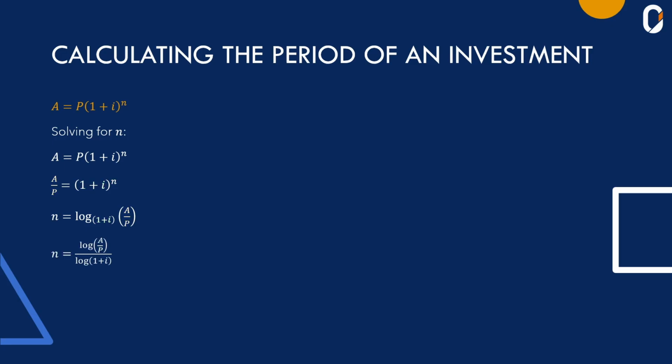Let's move on. Simplifying that formula a little bit, we'll have our base as the denominator. Log of (1 + i) will become now the denominator, and the log of A/P becomes the numerator.